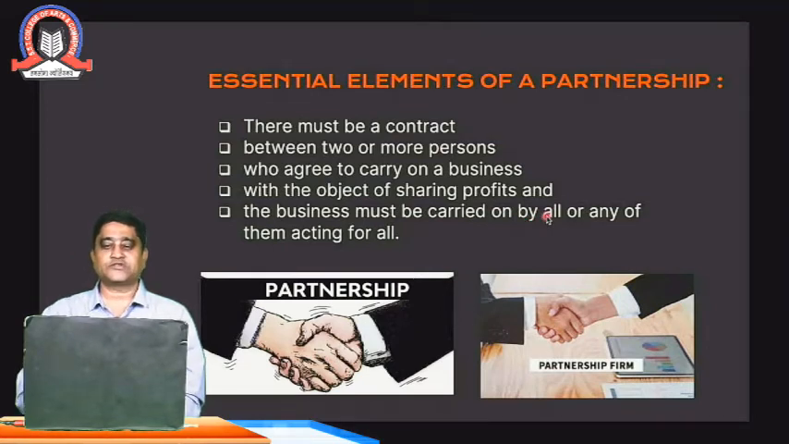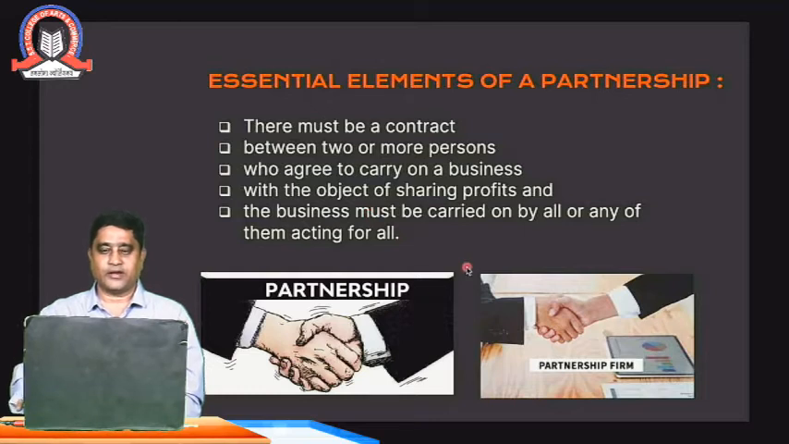And the business must be carried on by all or any of them acting for all. As you are aware, there are different types of partners: nominal partners, secret partners, partners by estoppel, the dormant partner, or the active partner. If one of the partners is acting on behalf of all, he is binding all the partners who are doing the business for the partnership firm.